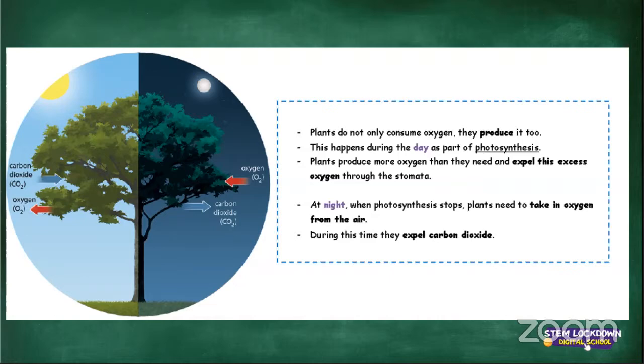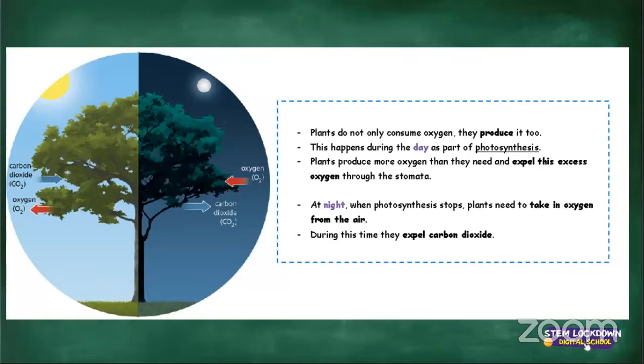It says plants do not only consume oxygen, they produce it too. This happens during the day as part of photosynthesis. So during the day, that is what is happening: carbon dioxide comes in, oxygen goes right out.